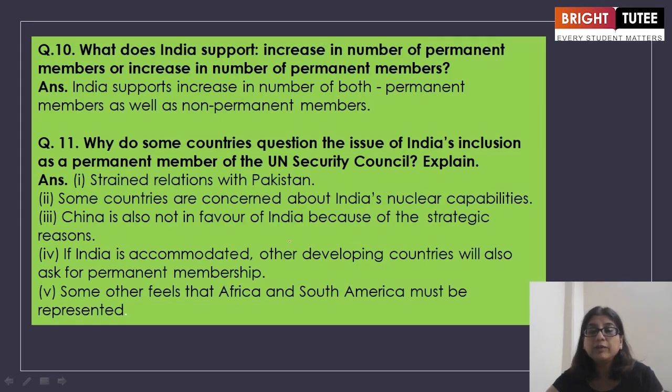And why do some countries question the issue of India's inclusion as a permanent member of the United Nations Security Council? Strained relations with Pakistan. Some countries are concerned about India's nuclear capabilities, and China is also not in favor of India because of strategic reasons. And if India is accommodated, other developing countries will also ask for permanent membership, and some others feel that Africa and South America must be represented.